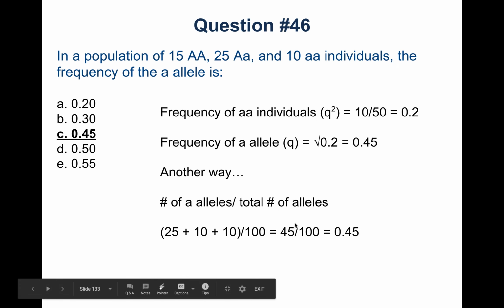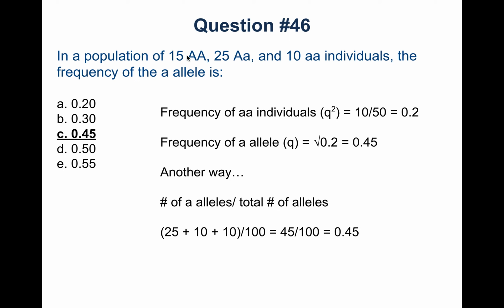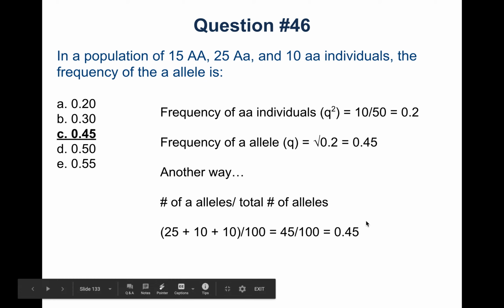That means you have 45 total a alleles within the population, divided by a total number of alleles, which would be 100. You have 50 individuals that are diploid, so every single individual has two alleles. So 50 times 2 is 100, and 45 divided by 100 is 0.45. So that is the frequency of the a allele.